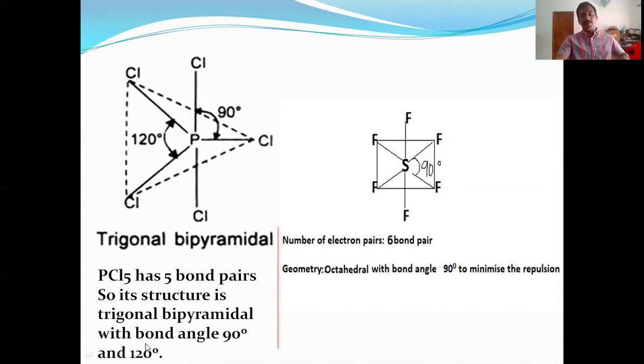So in the case of PCl5, the structure is trigonal bipyramidal. PCl5 has 5 bond pairs, so its structure is trigonal bipyramidal with bond angle 90 degree and 120 degree.